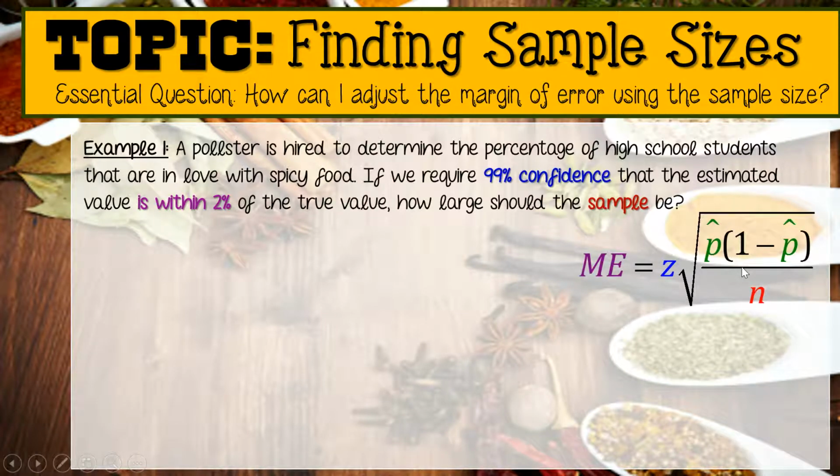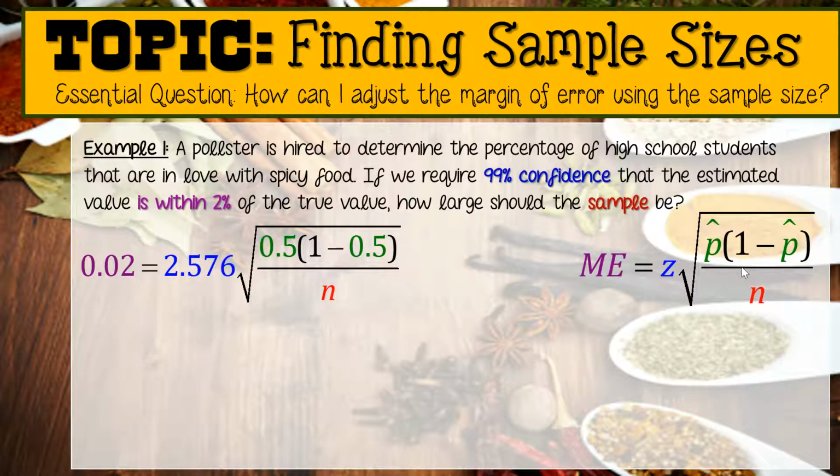Anyway, 99% confidence within 2%. I need to know the sample that I need to talk to. So margin of error, again, is that plus or minus part of the formula when you build a confidence interval. So I need to be within 2%. So notice I changed it to 0.02. 99% confident means I have a 2.576 z-score.